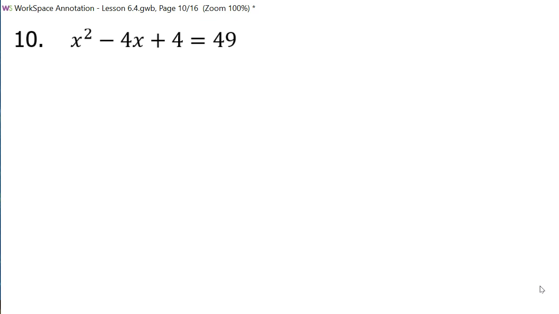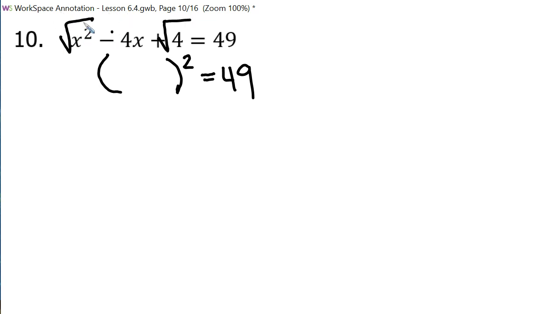If you have a trinomial, you need to factor that perfect square trinomial. So put your parentheses with the square, and it equals 49. When you factor it, square root the first one, square root the last one, keep the sign in the middle. So what is the square root of x squared? X. We have a minus in the middle. And what's the square root of 4? 2.